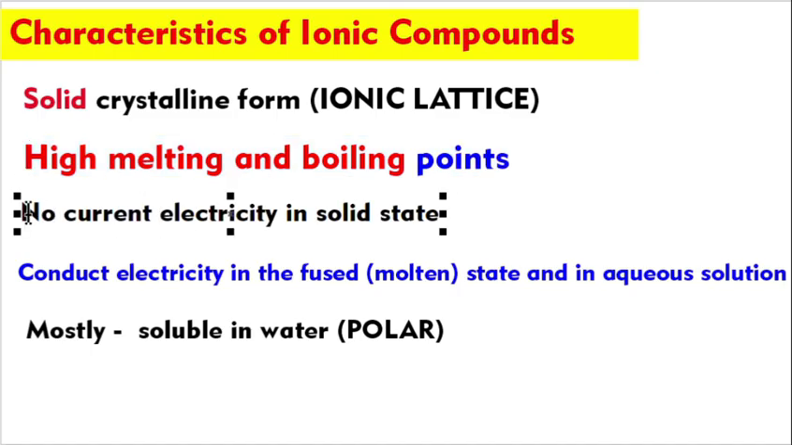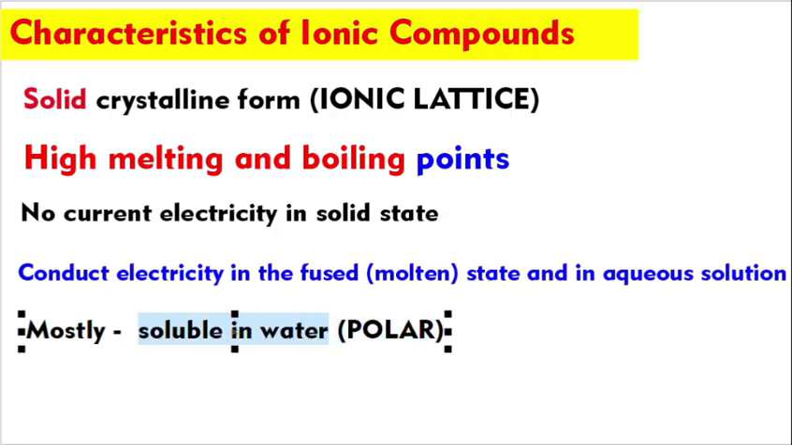Solid form does not conduct electricity in ionic compounds. So only the fused form and aqueous solution conduct electricity. They are mostly soluble because they are polar. Ionic compounds are polar, with positive and negative ions. So most of them are soluble in water.